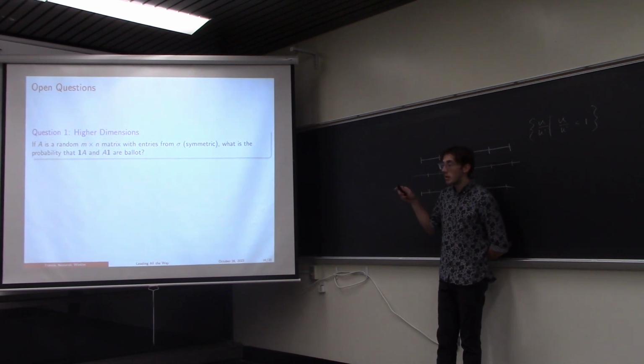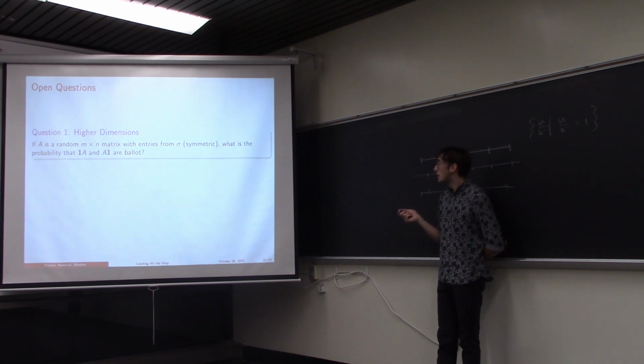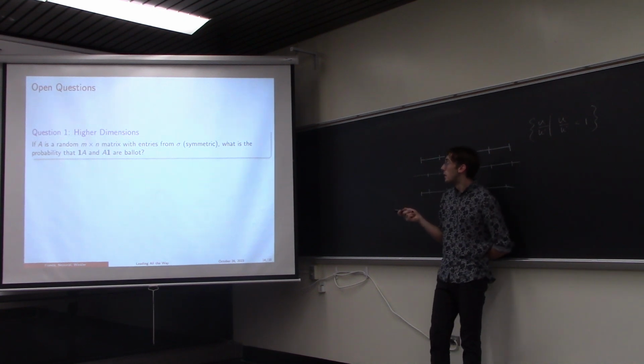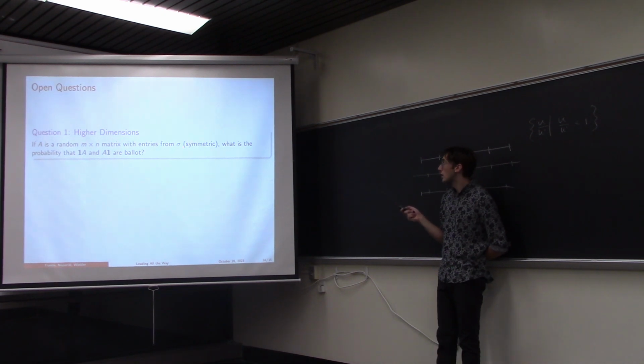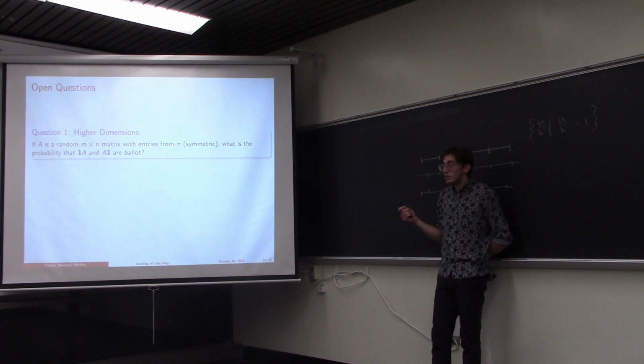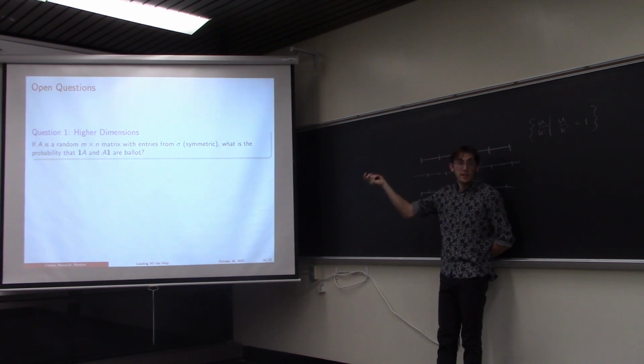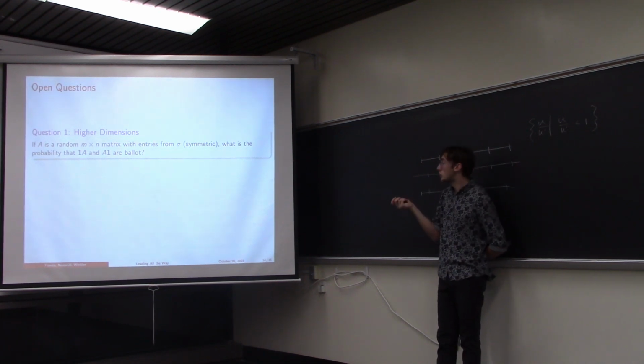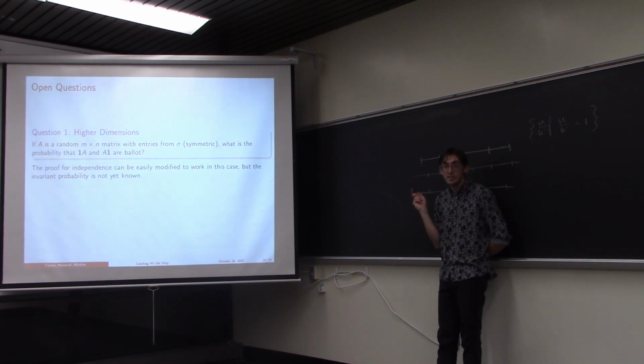There are lots of ways that you might want to expand this to several dimensions, but this is one that actually works. So if A is a random n by n matrix with entries from a symmetric distribution sigma, what's the probability that the row sums and the column sums are both valid? And we can use the proof that I just showed, with a slight modification, to show that this question, although we don't know the answer, is still independent of the distribution.